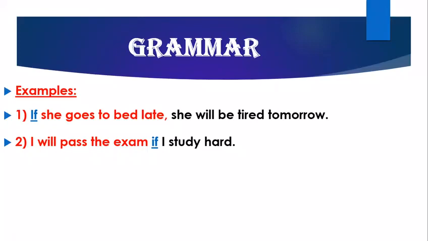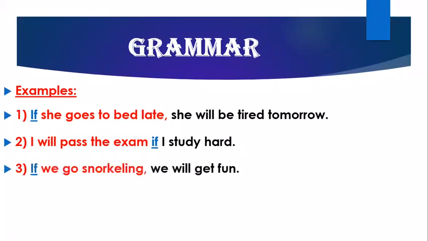Thank you very much. The third one: if we go snorkeling, we will get fun. If we, look here, we is plural, so we used verb one, not verb one plus s like here. So if we go snorkeling, we will get fun. We describe the action: if we go snorkeling, what will happen? Yes, we will get fun. So that is the future result.